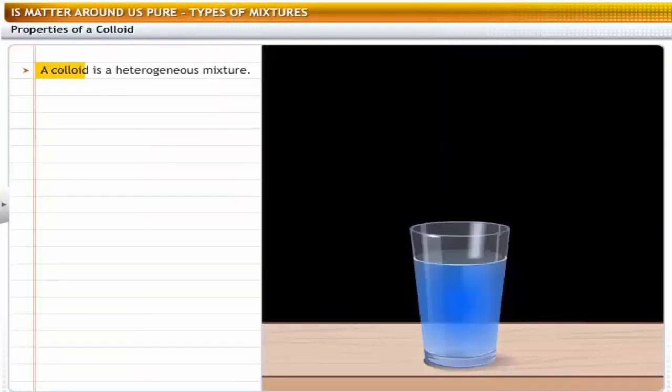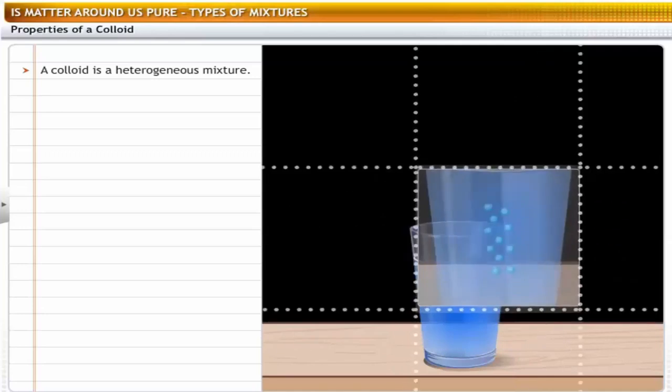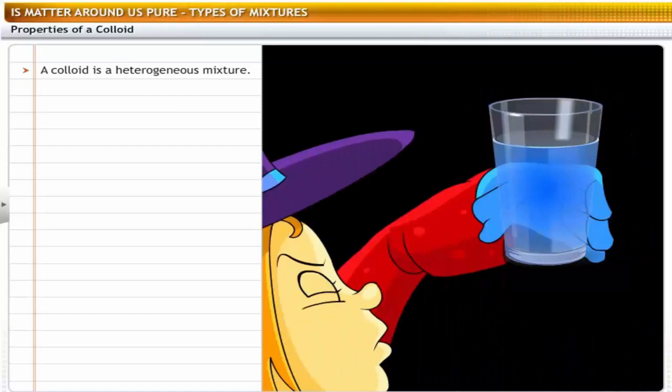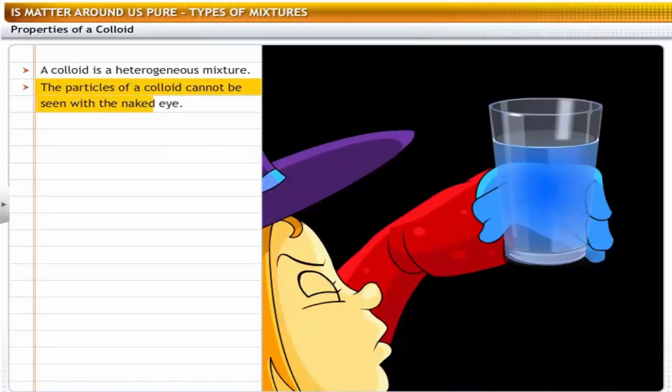A mixture of ink and water is an example of a colloid. Since its particles are smaller in size than those of a suspension, a colloid seems to be homogeneous. However, a colloid is actually a heterogeneous mixture. The particles of a colloid are very small and cannot be seen with the naked eye.